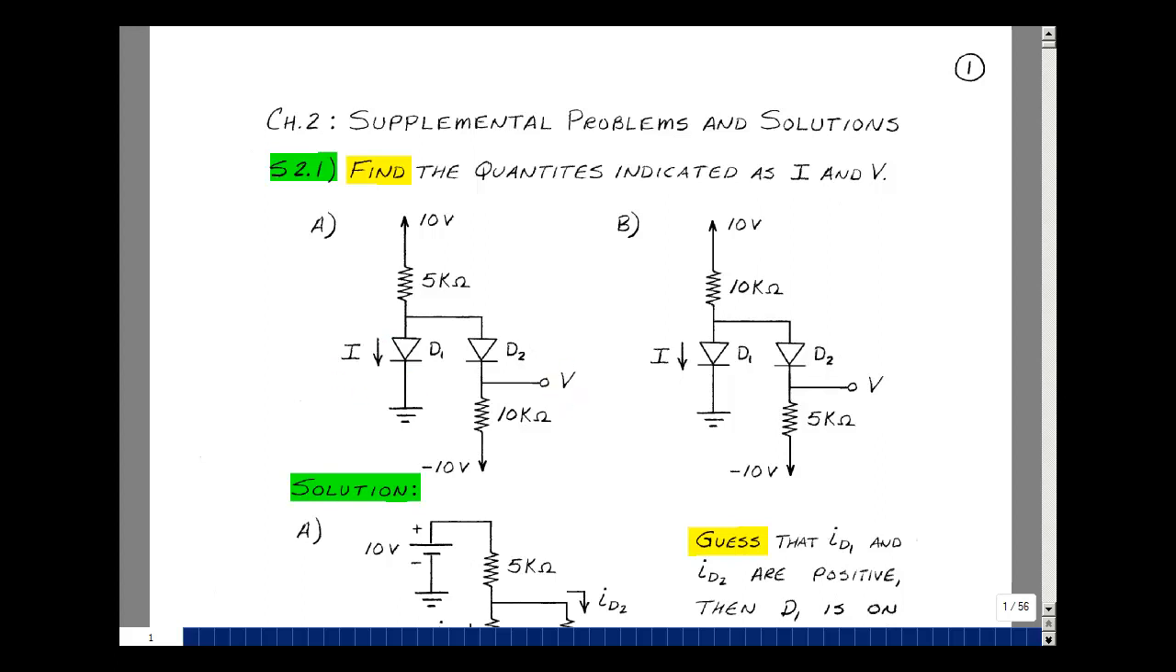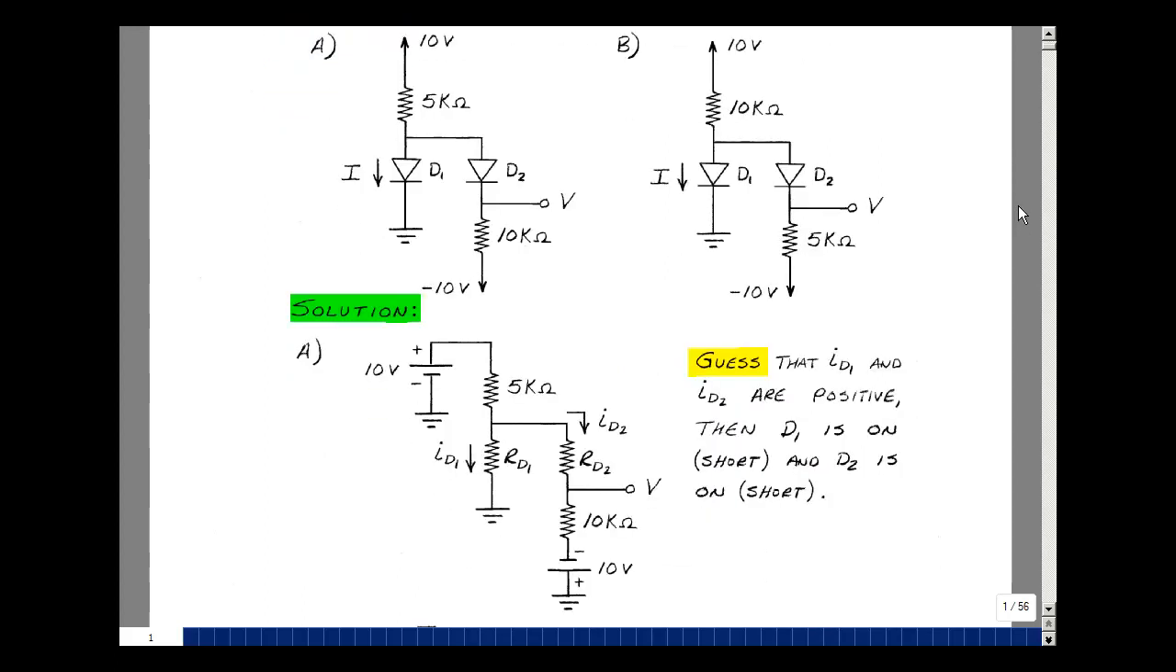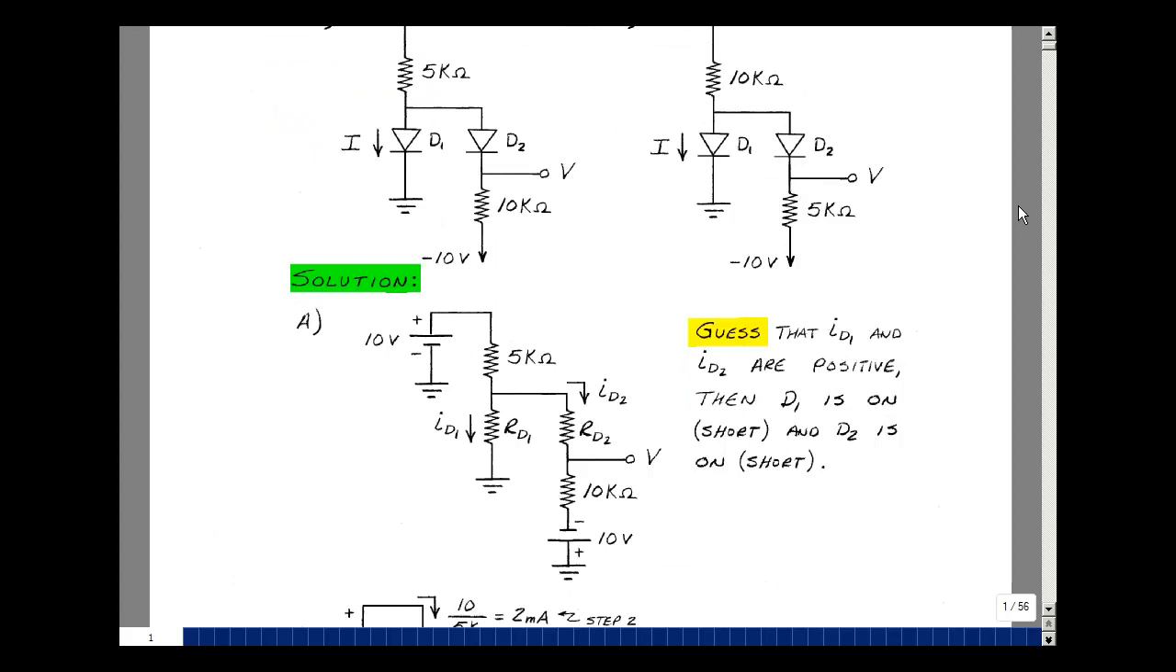In problem B, we have the same circuit, but the resistor values are exchanged. Let's do problem A first. As I mentioned in the lecture notes, let's assume that the problems in this course are practical. And in a practical circuit, current comes out of the most positive power supply and goes into the most negative power supply. In other words, current will be coming out this way and going back this way.